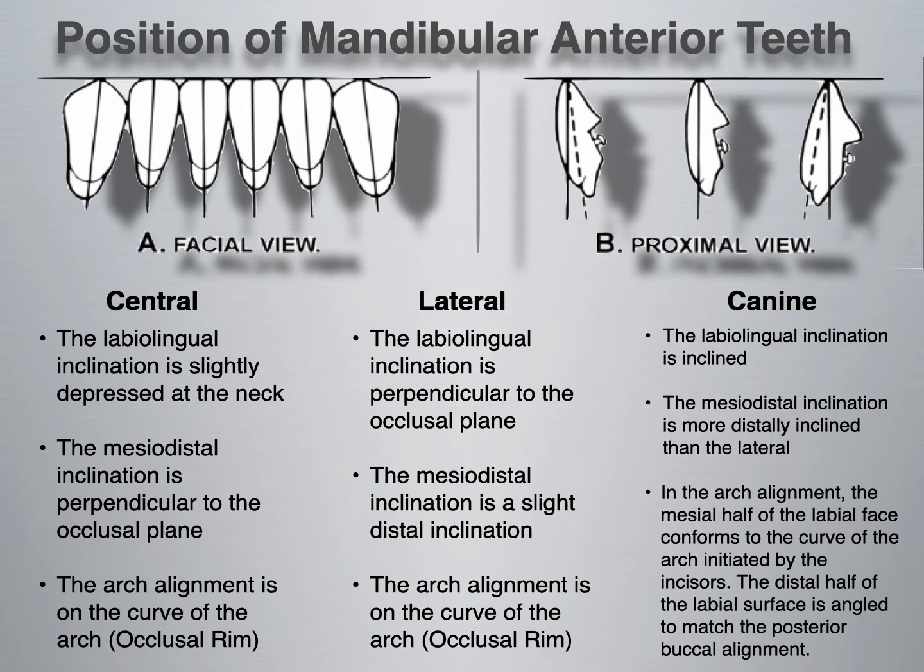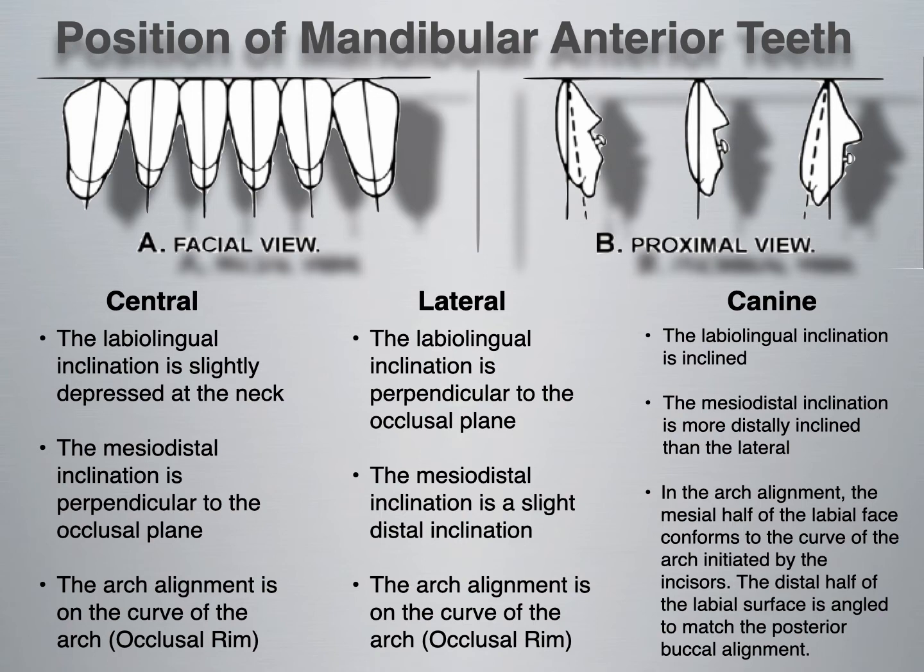The canine. The labial-lingual inclination is inclined. The mesial distal inclination is more distally inclined than the lateral. In the arch alignment, the mesial half of the labial face conforms to the curve of the arch initiated by the incisors. The distal half of the labial surface is angled to match the posterior buccal alignment.